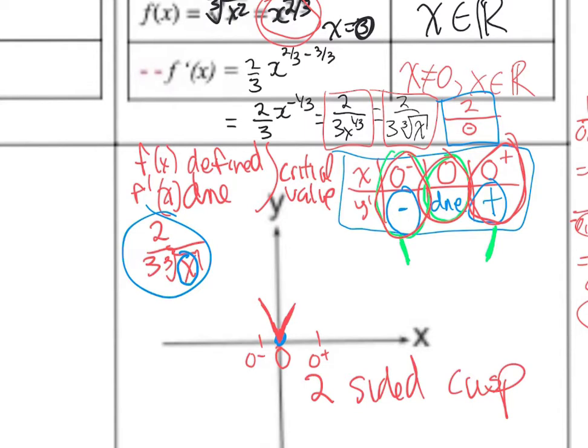On one side, the left side, it's negative. On the right side, it's positive. Okay, so the graph looks like this. It has a really weird shape. I call this the seagull graph, because if you complete the graph, it ends up looking like this and this.